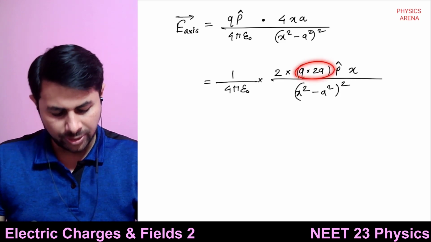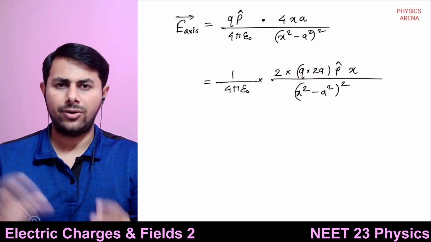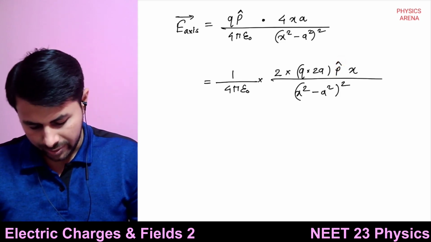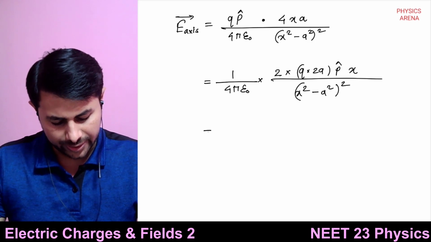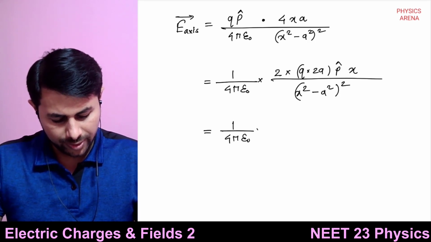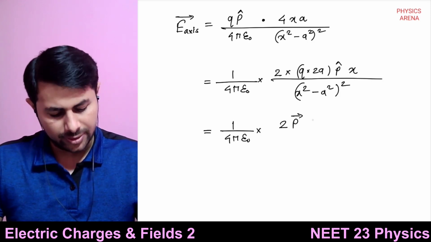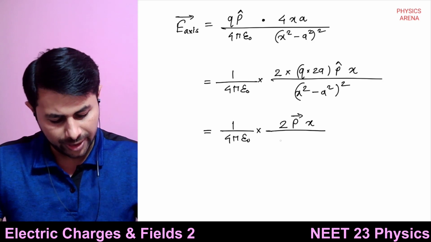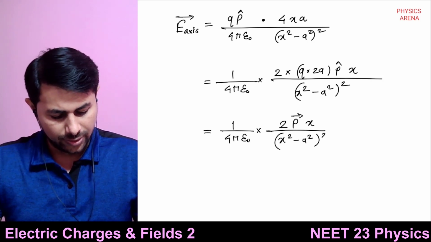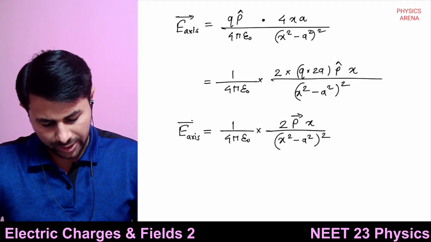So what is q times 2a? It is electric dipole moment. So we have electric dipole moment multiplied by p cap. Okay, magnitude multiplied by unit vector in that direction. So it is 1 upon 4 pi epsilon naught multiplied by 2 times p bar into x divided by x square minus a square raised to 2. So this is electric field along the axis.